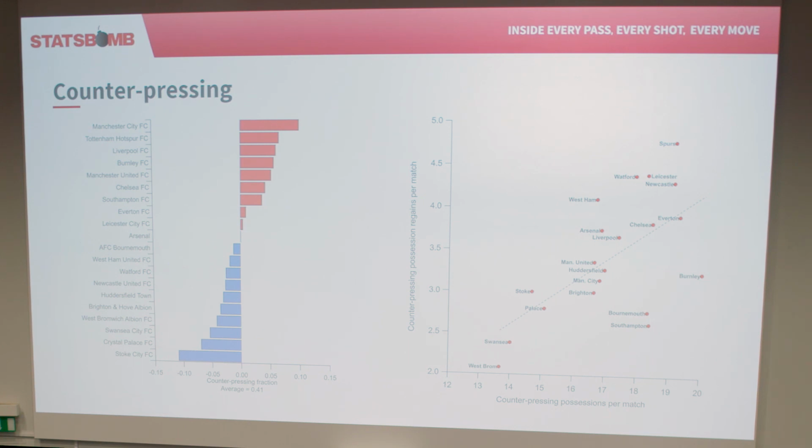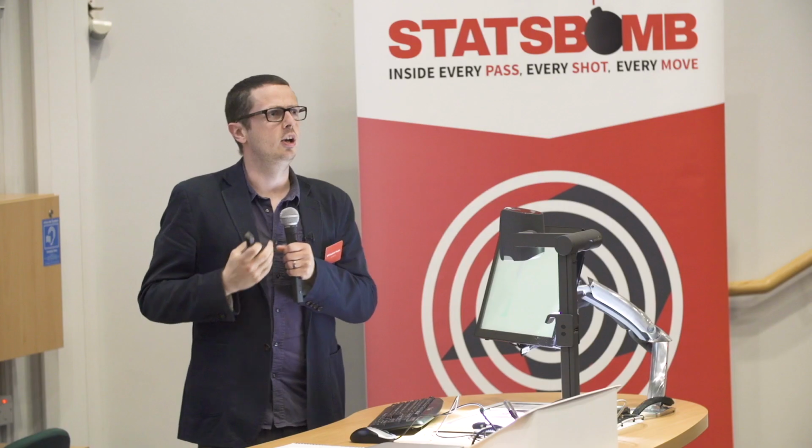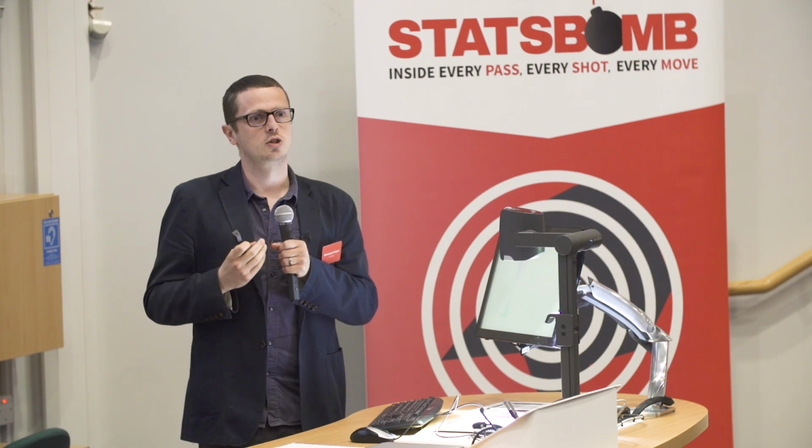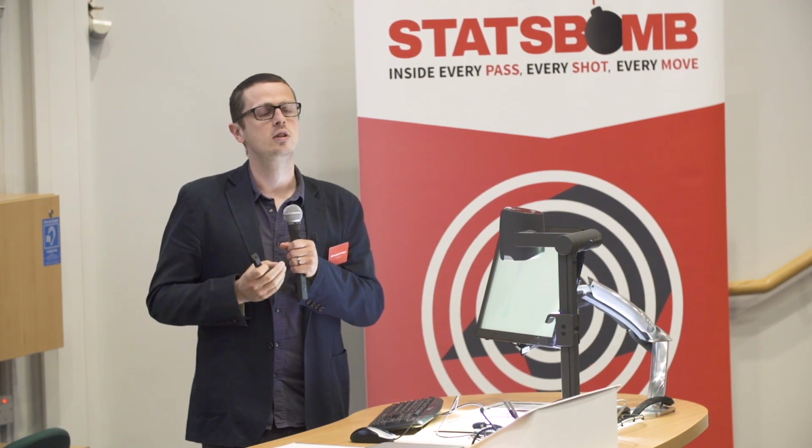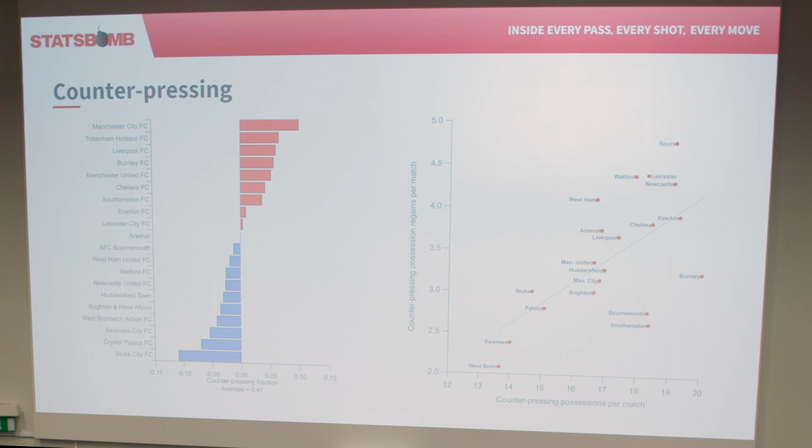And that fits in with what we think we know about Spurs. So I think what's happening here is Burnley are counter-pressing in order to just slow down the opposition, but they're not necessarily trying to win the ball back. It's more of a defensive measure to slow down the attack, get themselves back into a good defensive shape, and go from there.